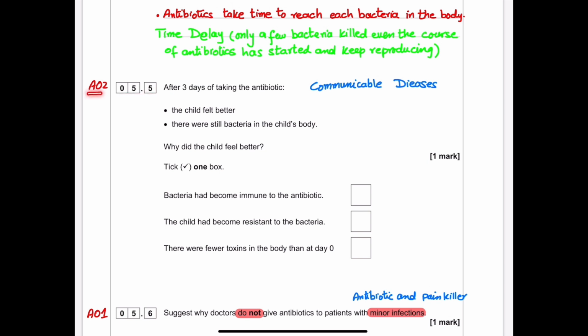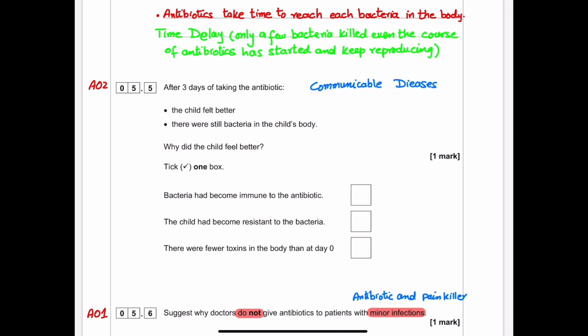5.5 is an AO2 question. After 3 days of taking the antibiotics, the child felt better. There was still bacteria in the child's body. Why did the child feel better? Tick one box. This question is from communicable diseases.